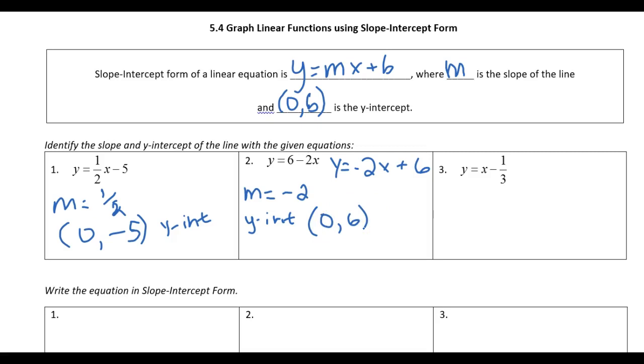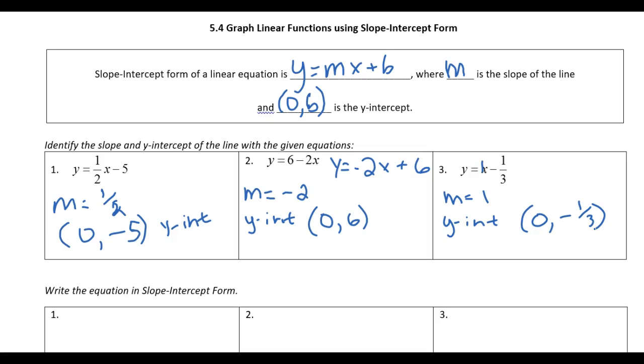All right, and my third problem says y equals x minus 1/3. Now, the coefficient in front of x, if x is there, there is a coefficient that is kind of absorbed into that x, and that is a 1. So if you want to put a 1 in front of that x to remind yourself there is a 1 coefficient in front of it, that will help you pick off your slope. So for this one, I'm going to say m equals 1, and my y-intercept is (0, -1/3), since it was -1/3 at the end of my equation for b.